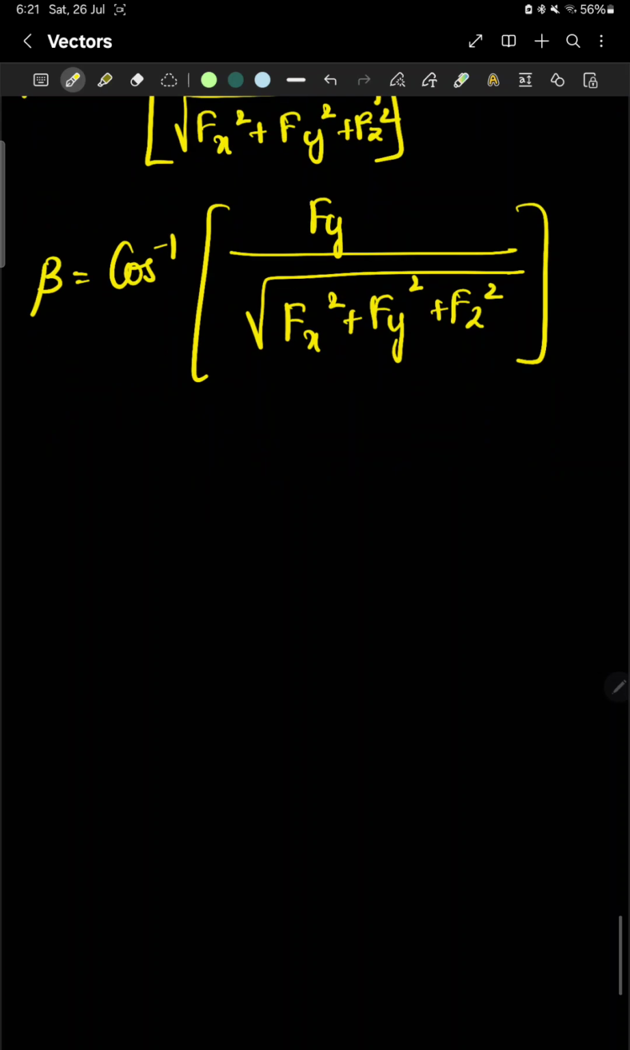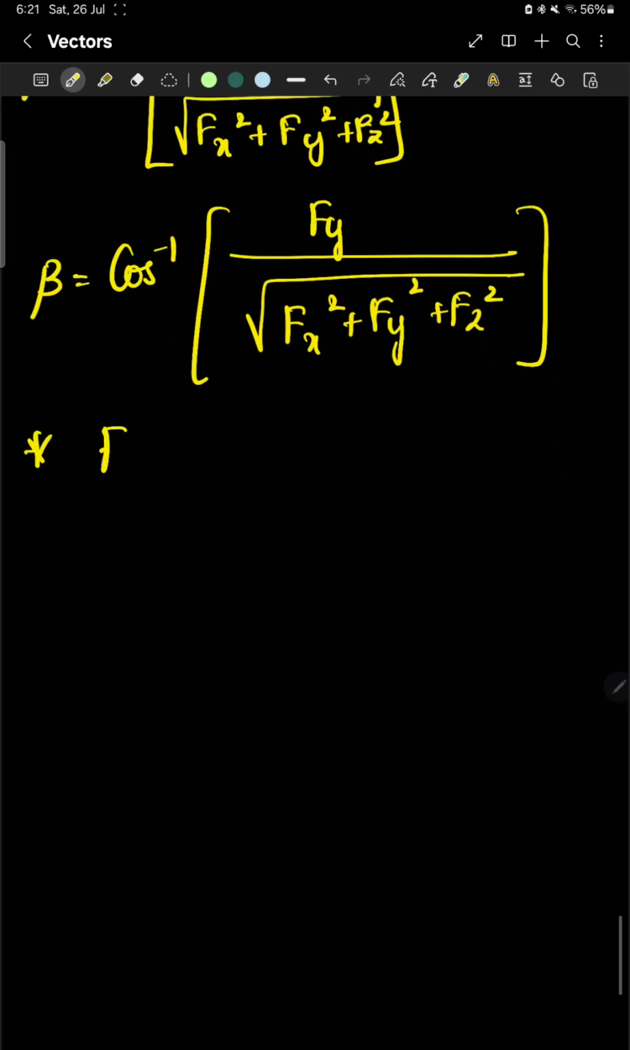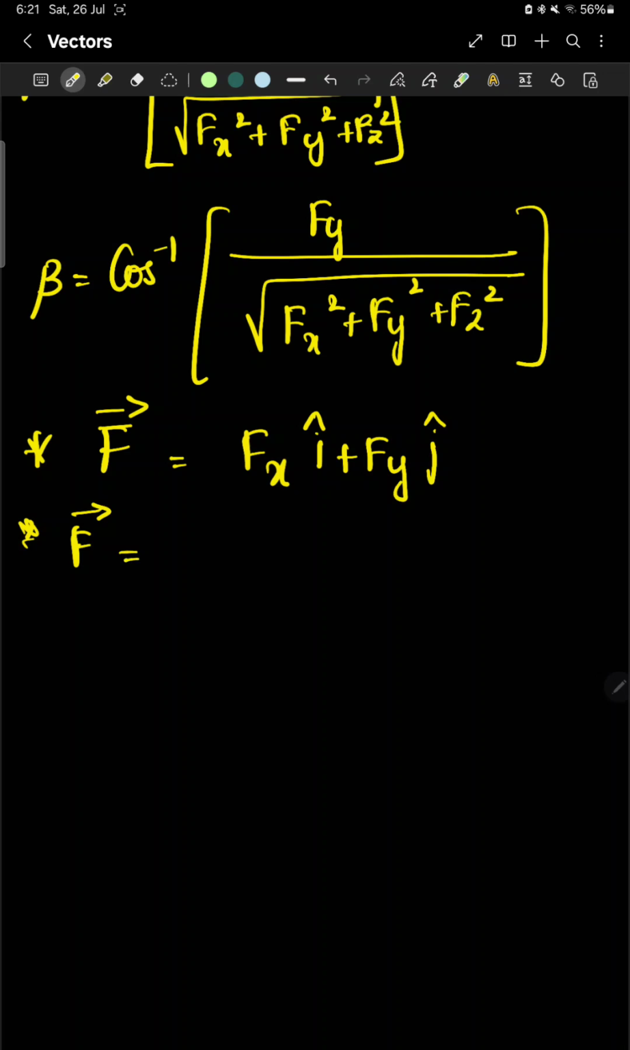Similarly, a two-dimensional vector can be represented as an F vector. If this vector has only two dimensions, I can represent it as Fx i cap plus Fy j cap, that's it. But if this vector is three-dimensional, I can write it as Fx i cap plus Fy j cap plus Fz k cap. Similarly, this vector will have some projection on the z-axis also. So this is the way I can make the vector resolution.